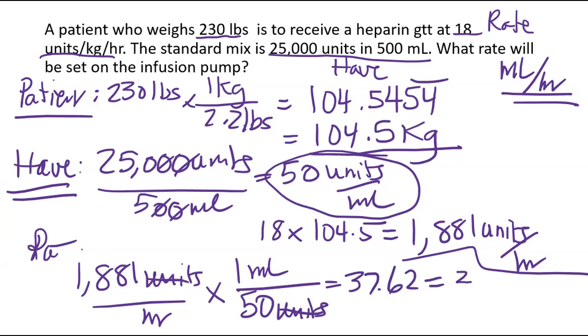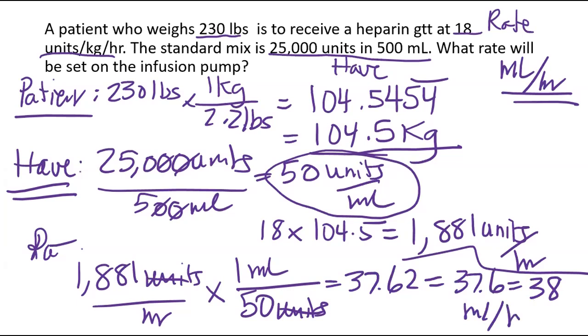Okay, 37.6 or 38. And all that's going to be is mLs per hour. If they want minutes, we have to take 38 mLs per hour and convert hours to minutes. We'll be multiplying it by 60, but usually this is enough. If you show your math, they're going to be fine with it.